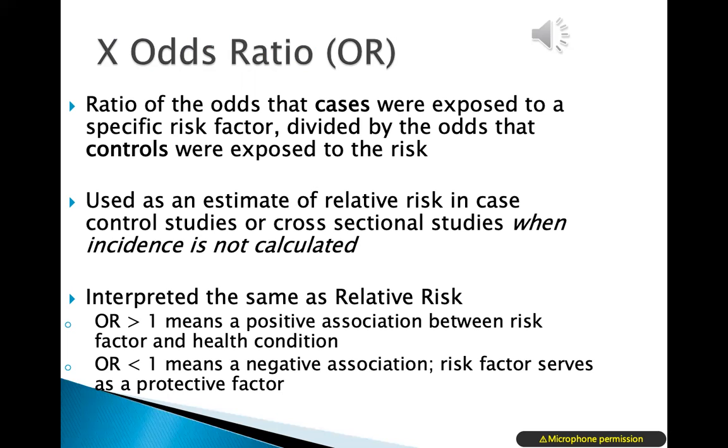So in setting up an odds ratio, in the top bullet point, what you do is you compare the odds that the cases were exposed to the risk factor divided by the odds that the controls were exposed to that risk factor, and then divide it out. And it is interpreted the same as a relative risk. In other words, equal to 1, greater than 1, or lesser than 1, which you can read on that slide.